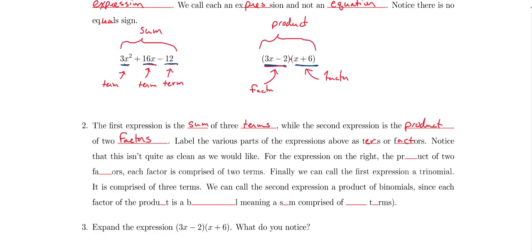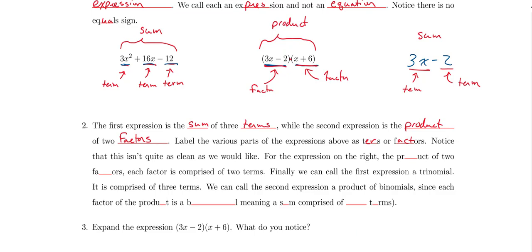Okay, so notice that this isn't quite as clean. I wish I could break math up just that simply, but it's not quite as clean as we'd like. If we were to look at one of those factors, this factor right here was the factor 3x minus 2, but notice that it itself is a sum of two terms. So it's not quite as clean as we'd like it to be. We could spend hours dissecting this, and let's not. But the big picture of this first expression here is that it's a sum of three terms, and the big picture of this second expression here is that it's a product of two factors.